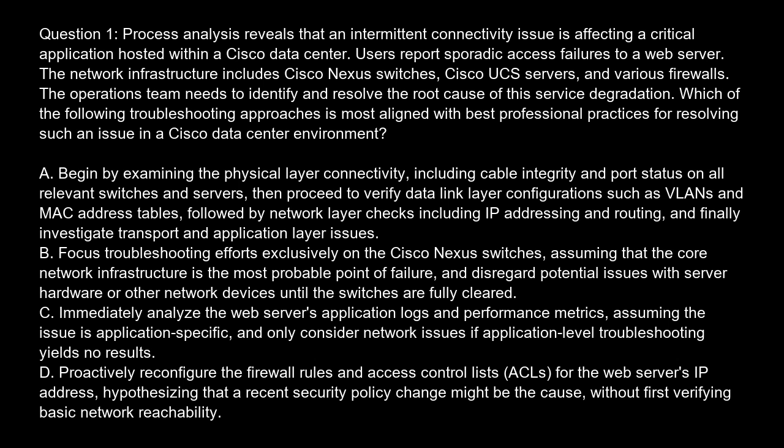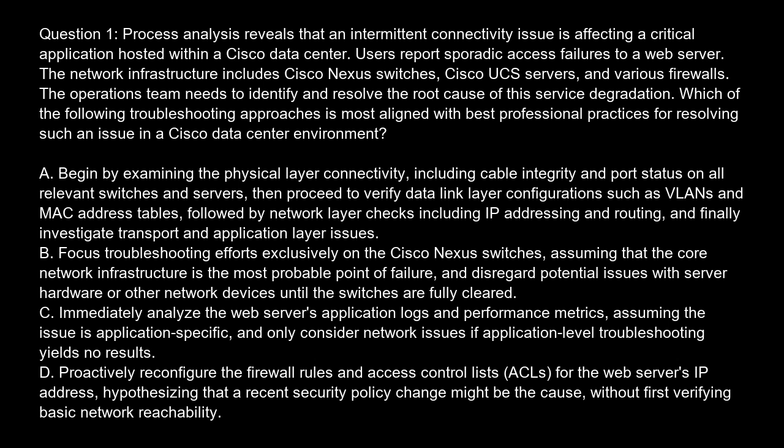Which of the following troubleshooting approaches is most aligned with best professional practices for resolving such an issue in a Cisco data center environment? Option A. Begin by examining the physical layer connectivity, including cable integrity and port status on all relevant switches and servers. Then proceed to verify data link layer configurations, such as VLAN and MAC address tables, followed by network layer checks including IP addressing and routing, and finally investigate transport and application layer issues.